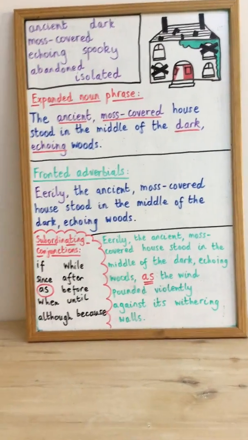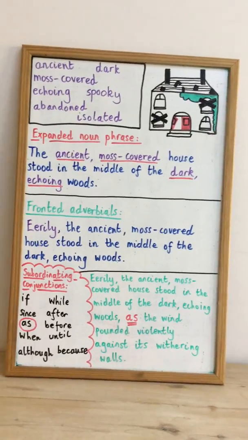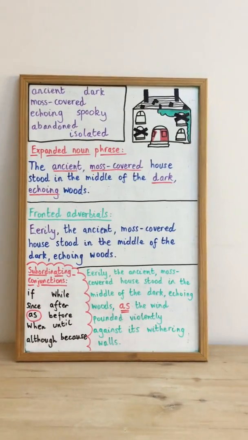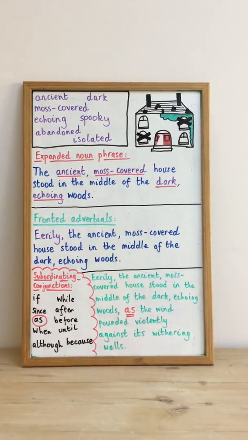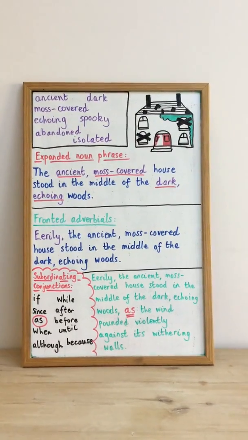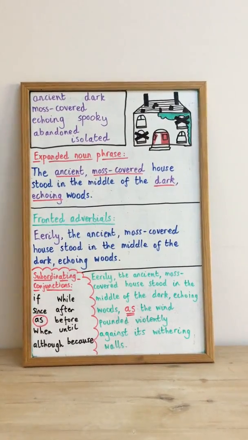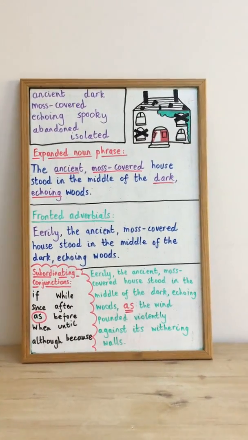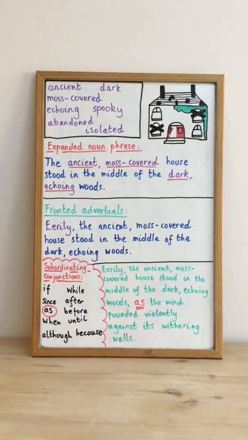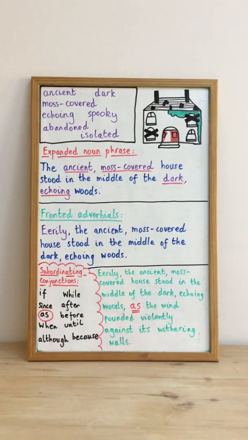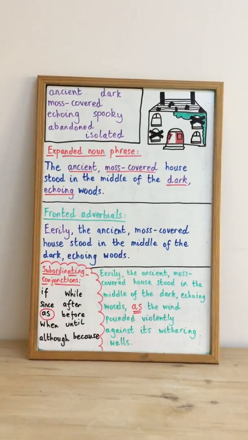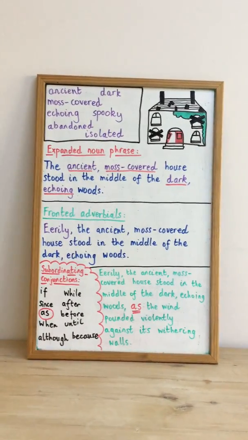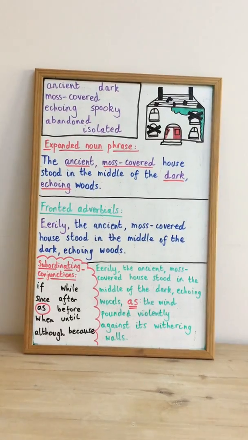The next part we're going to look at are fronted adverbials. Now, fronted adverbials are a single word or a phrase placed at the beginning of a sentence to give more information about the action in the main clause. A fronted adverbial must also be followed by a comma. Now, the fronted adverbial I've used in my example sentence is eerily. So my sentence reads like this: eerily, the ancient, moss-covered house stood in the middle of the dark, echoing woods.